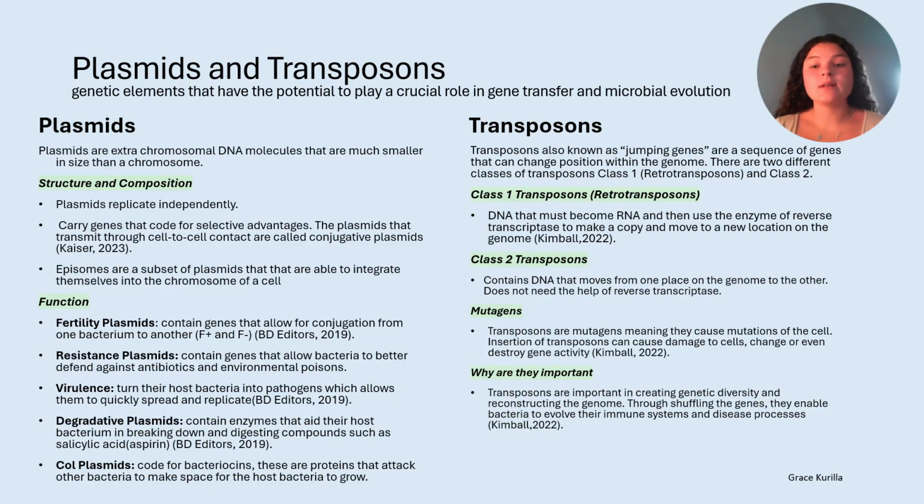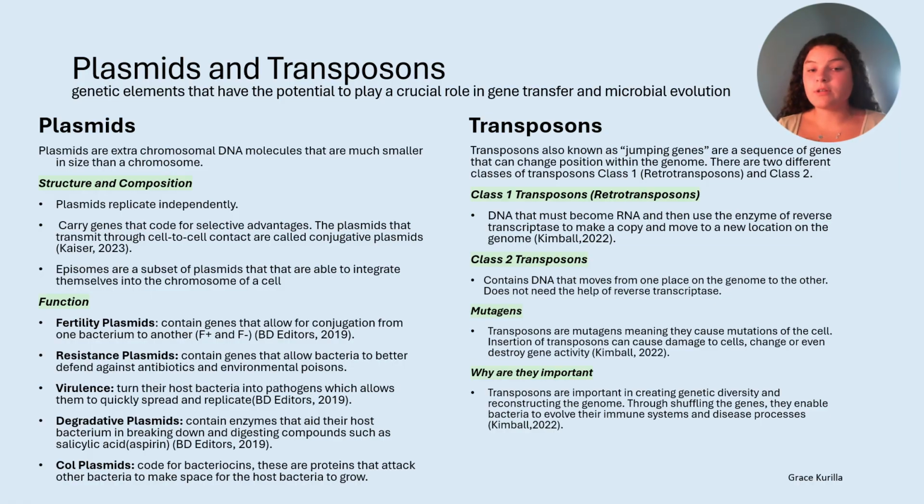Episomes are also a subset of plasmids that are able to integrate themselves into the chromosome of the cell, which allows their replication to then be regulated by the chromosome of that host bacterial cell. Now we move on to function. There are 5 main types of plasmids that all have different functions that provide a specific advantage to their inhabited microbe.